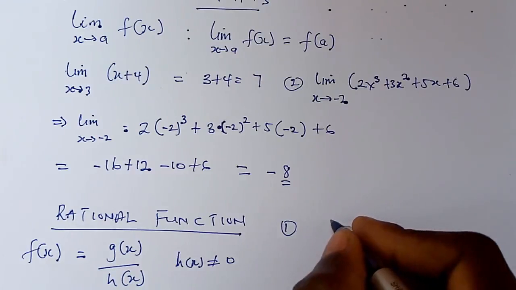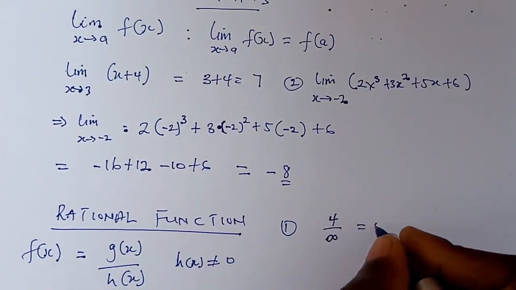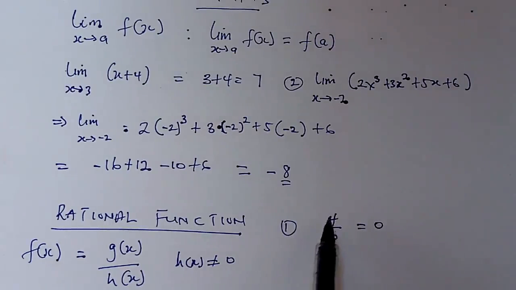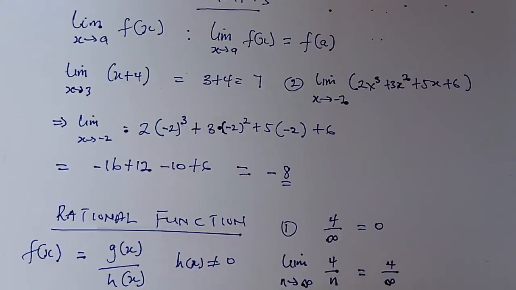So what I want to say is that if I have a number, let's say 4 over infinity, the answer should be 0. So every number divided by infinity, or infinitely large number, we have 0. So that's the first condition. So with this condition, if I have the limit as n approaches infinity of 4 over n, this will give us the result of 4 over infinity. And we know that because n approaches infinity, you have to replace the n by infinity, and this one will give us 0. That's the first condition.